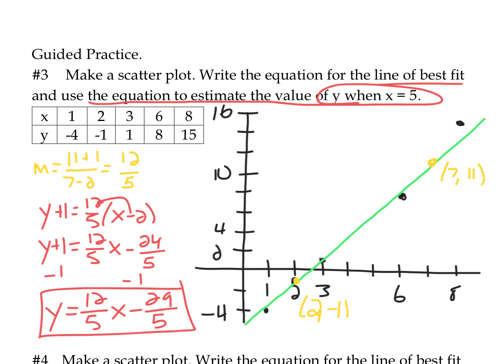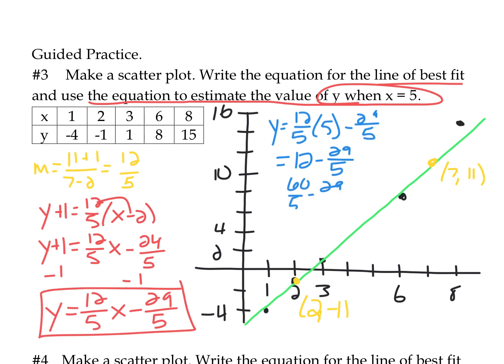So let's do that. I'm going to take my equation. I'm going to have y equals 12 over 5 times 5 minus 29 over 5. I put a 5 in for the x. So that's going to equal 12 minus 29 over 5. 12 is 60 over 5 minus 29 over 5. So it's going to be a y value of 31 over 5. So that would be my y value when x is 5, which is a little above 6.